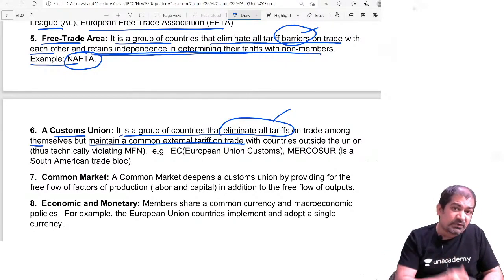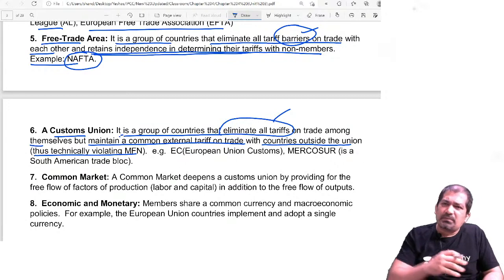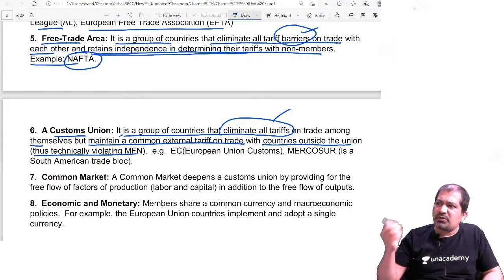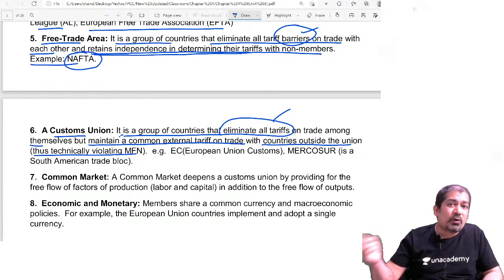In the first case, they are reducing the tariff, they are not eliminating it. Alright, so countries outside the union, thus technically violating MFN, most favored nation status. I've told you it doesn't have any relevance right now. Why? Because I've told you in the WTO, if you are a member of WTO and you're giving most favored nation status to one country, you have to give the same status to all the other countries.